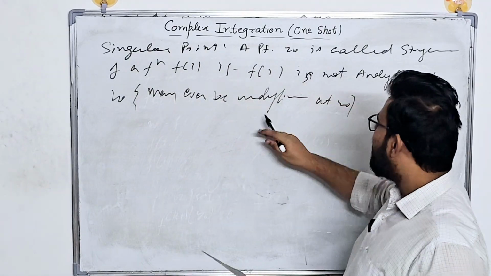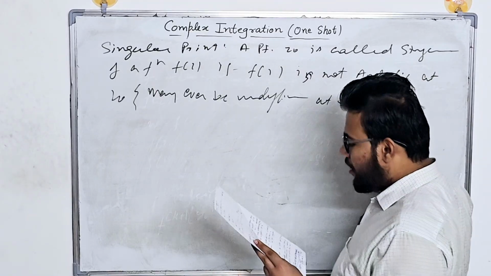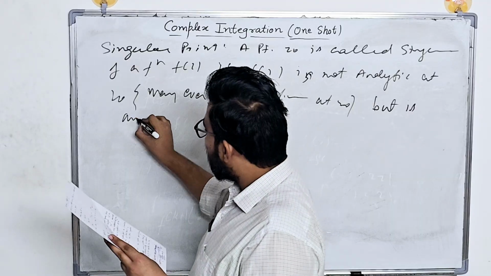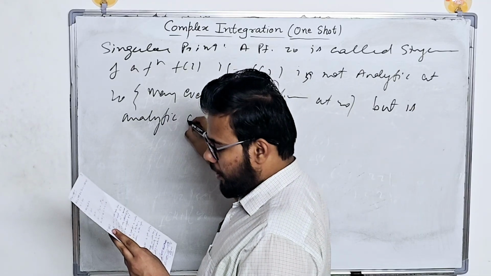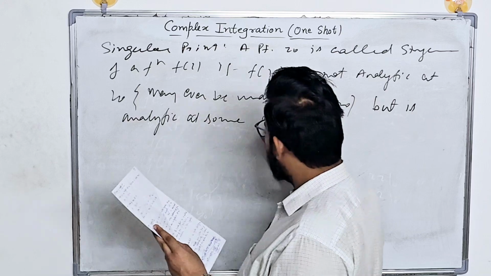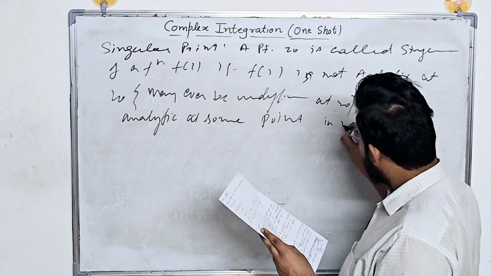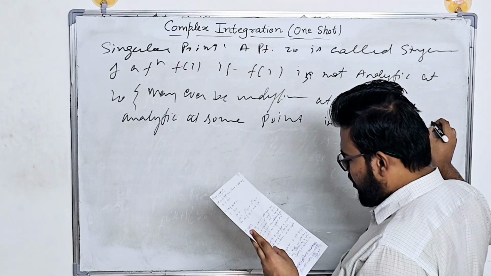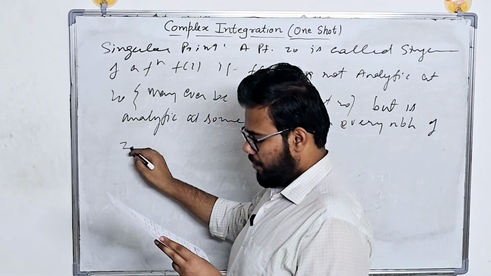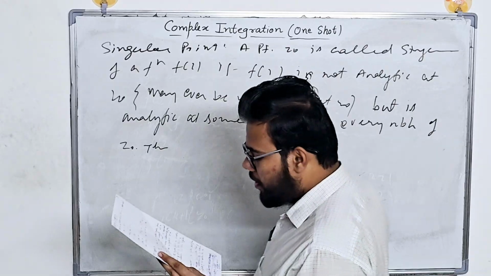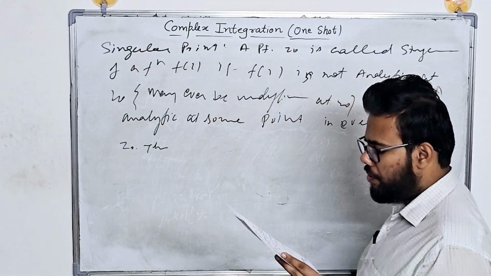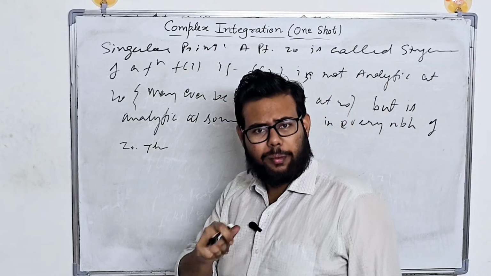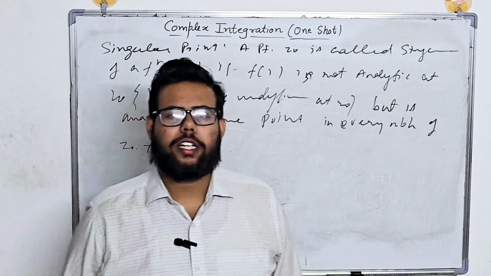Okay, so basically maybe it is undefined also, but it is analytic at some point in every neighborhood of z naught. The function is said to have a singularity at z naught, right? So basically, if the function is not analytic at that particular point, suppose z is equal to a, then that point is called a singular point.